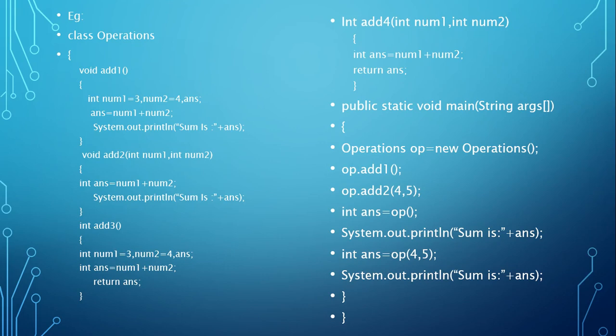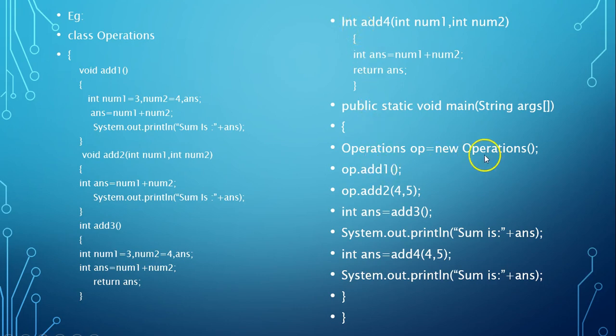So if you see over here in void main, when I'm calling add3, the value returned is being stored in this variable called answer, and I'm printing the value of answer in system.out.println. The fourth function has a return type and accepts parameters. So it is accepting 2 integer values which are being added into answer, and when the function returns answer, since the data type of answer variable is integer, the return type of the function is also integer.